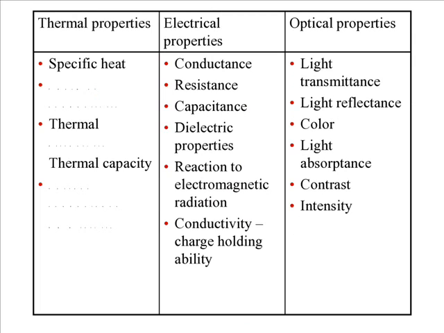Another classification are thermal properties. For example, specific heat, thermal capacity, thermal diffusivity. Also, electrical properties such as conductance, resistance, capacitance, dielectric properties, reaction to electromagnetic radiation, conductivity, that is charge holding ability. Also, their optical properties: light transmittance, light reflectance, color, light absorbance, contrast, and intensity. So there are a variety of different physical properties that we examine.